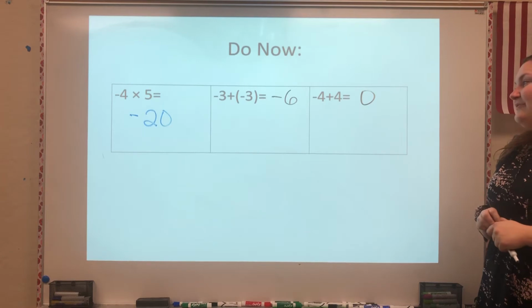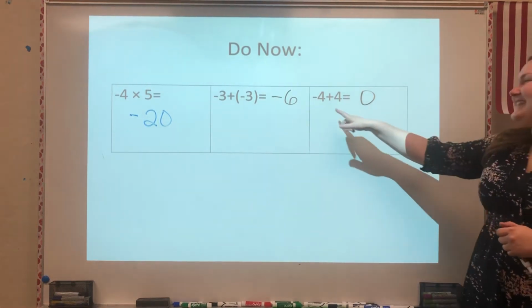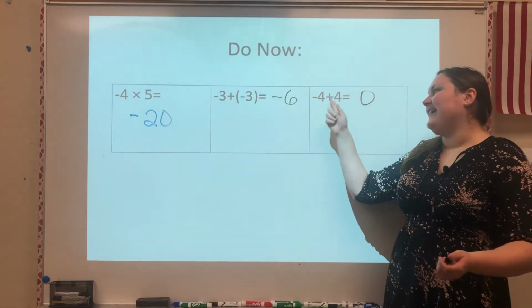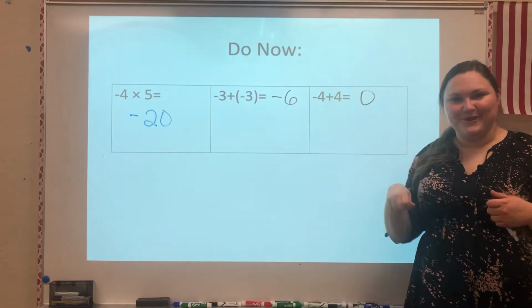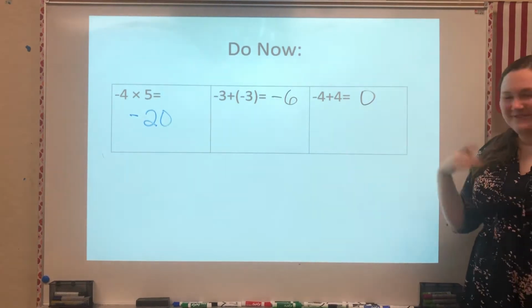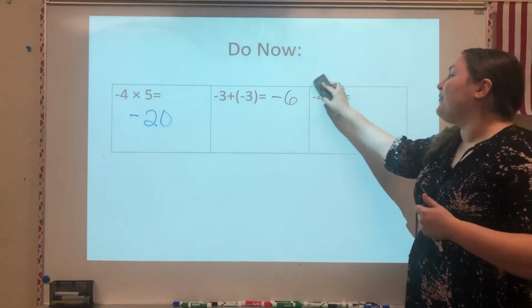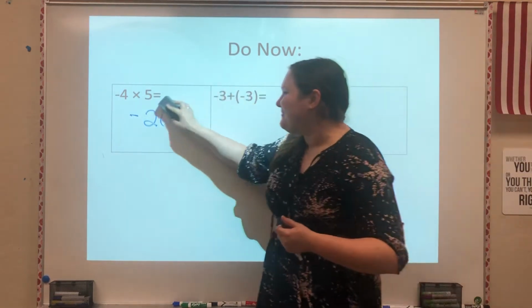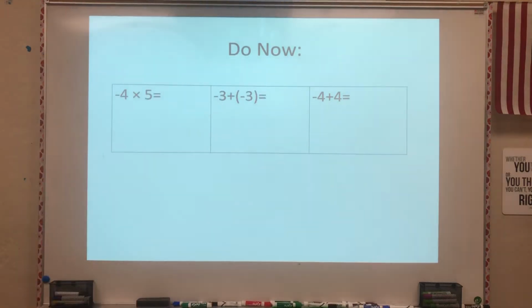Again, instead of thinking of the rules, you can think of it with money. This is like having a debt of $4 and having $4. Well, if you pay the $4 you owe with the $4 you have, that's going to leave you with $0. I wanted to start us off by warming up with some problems with negative numbers, just because our questions today are going to have some negative numbers in them.